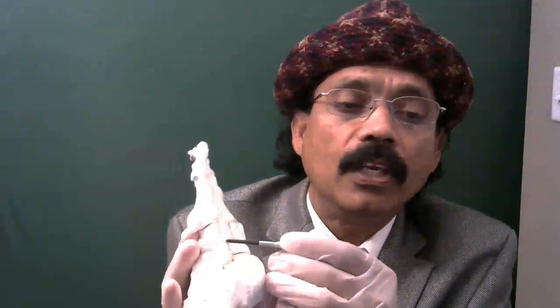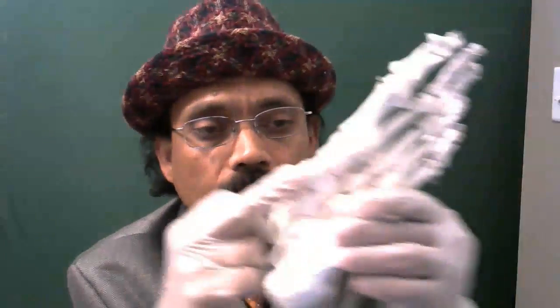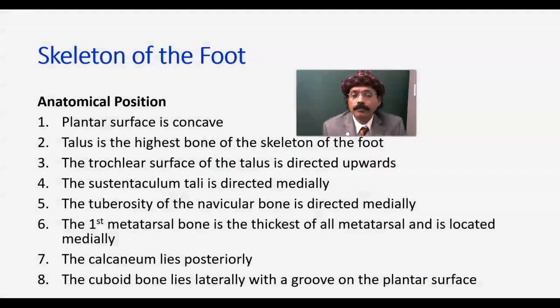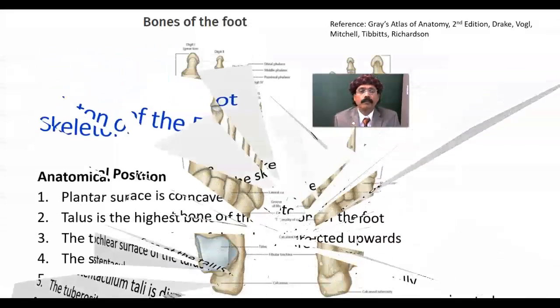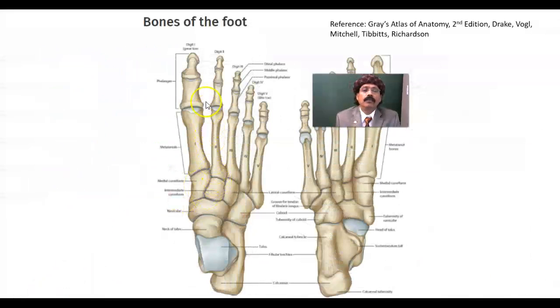This is the cuboid bone. There is a groove underneath the cuboid bone here. There is a tuberosity on the navicular bone. This way we can identify the side. This is the skeleton of the right foot here. Okay, here we got that all.